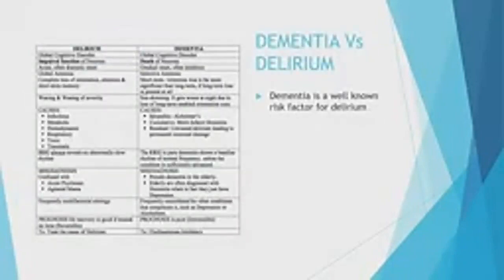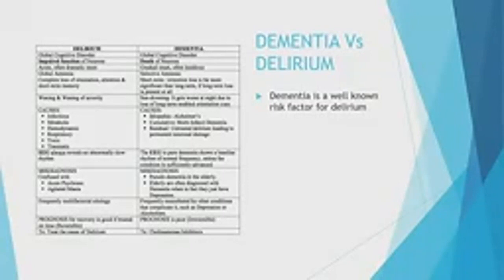Now, dementia is a very well-known risk factor for delirium, and I focused on the slide on dementia because it's really important to differentiate between a patient who has dementia versus someone who's actually acutely having delirium. And also a patient who has dementia can have a delirium also, and so you should be able to figure out how to treat them.